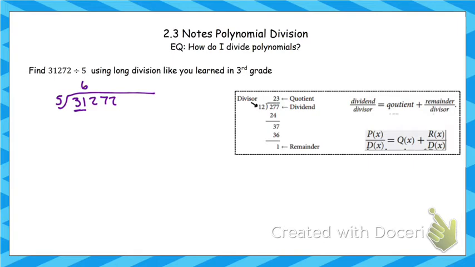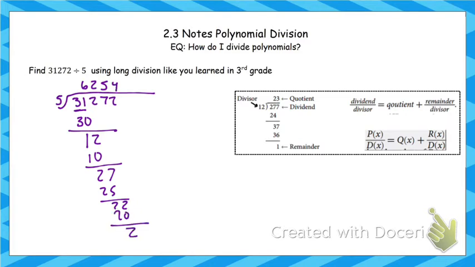Then the process that we do from here is the same thing that we'll do with polynomials. I do 6 times 5, I write it below, I subtract, and then I bring down the next number. And then I do it again. 5 goes into 12 2 times, 2 times 5 is 10, subtract, and bring down the 7. Do it again. 5, 25, subtract, and I get 4, and I get a remainder of 2.